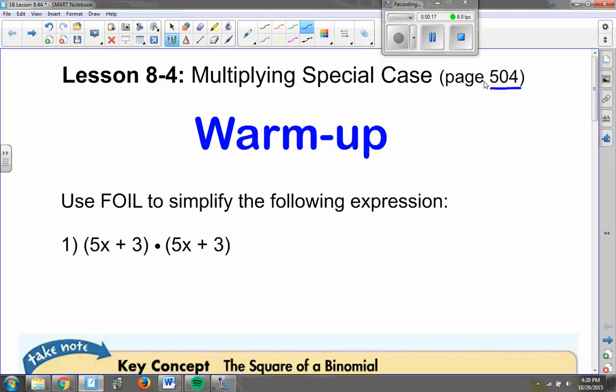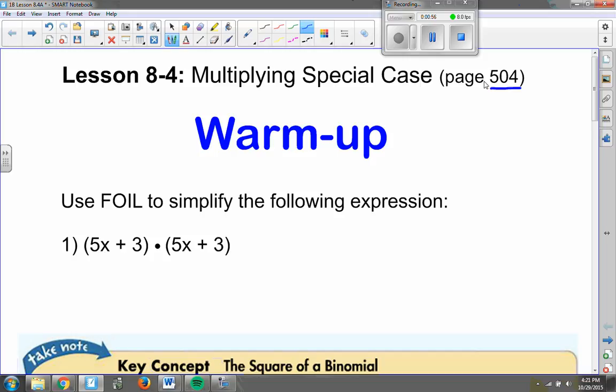Page 504 is where we're going to start after we look at this warm-up problem, which is asking us to do one more FOIL method here before we dive into our rule or our concept for today. We're going to FOIL (5x + 3)(5x + 3). Why don't you go ahead and pause the video, do that one yourself, then restart the video, and we will talk about what we should get here when we FOIL out those two binomials together.